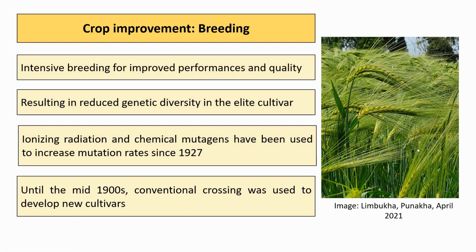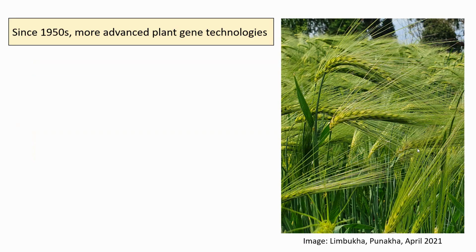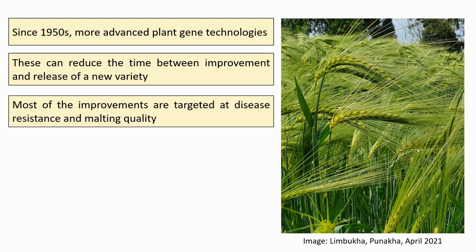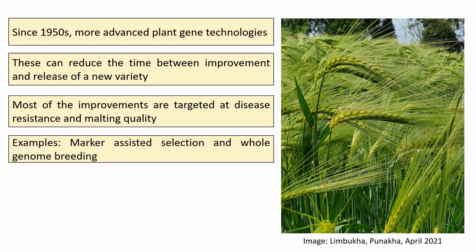Until the mid-1900s, conventional crossing was used to develop new cultivars. Since the 1950s, more advanced plant gene technologies have been used. These advanced technologies can reduce the time between improvement and release of a new variety, meaning the accessibility of such improved varieties to farmers or producers is increased. Most of these improvements are targeted at disease resistance and malting quality. For example, marker-assisted selection and whole genome breeding are used.